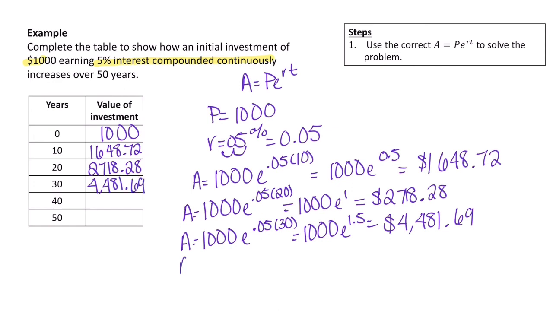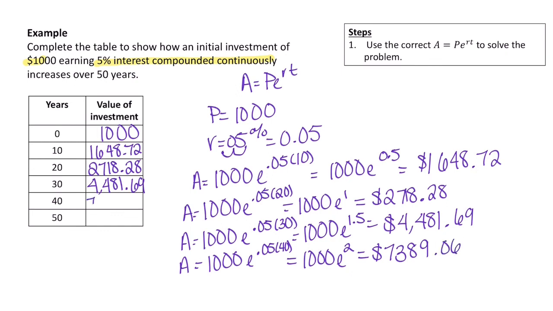And now let's figure out the value after 40 years. So we have 1,000 e to the 0.05 times 40. And so that's 1,000 e, and then 0.05 times 40 is 2. So 1,000 times e to the 2 is going to give us $7,389.06.